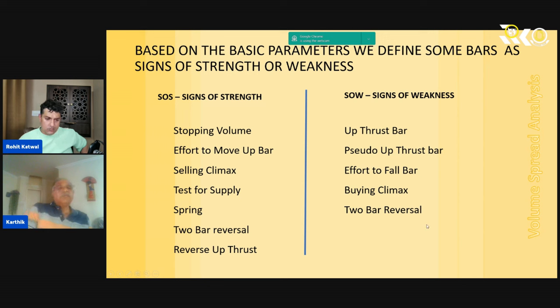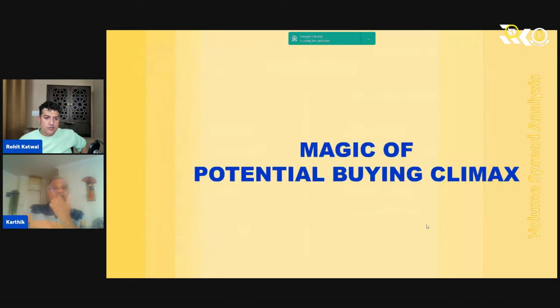Now, of course, we cannot cover all of them within this short time. So what I will do is look at the most powerful signals among these. I will take two from the strength and two from the weakness, the most powerful ones, which are more frequent and really help us. First we will cover the signs of weakness. The buying climax signal, what I call the magic of potential buying. It's a potential buying climax.